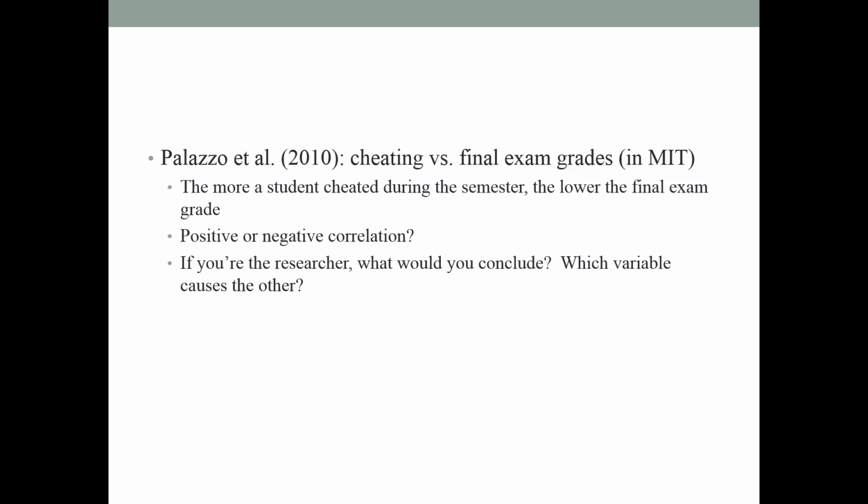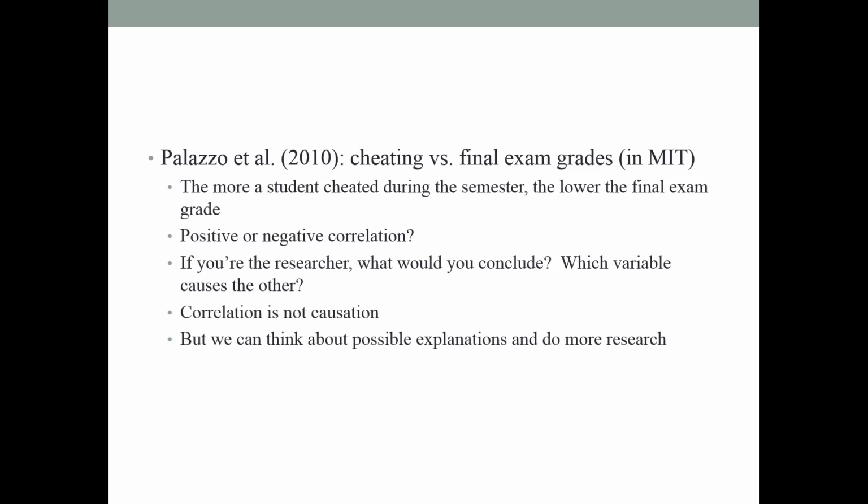There might be a third variable influencing this relationship. So we can never conclude one causes the other. Okay, as I said, correlation is not causation. But on the other hand, we can think about possible explanations and do more research. Maybe do an experiment, which can tell us causation if we control everything well. All right. So just remember, correlation is not causation. And also, probably don't cheat, right?